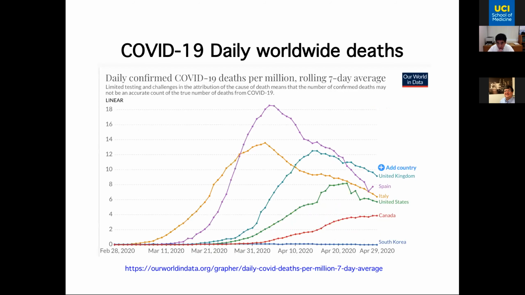Now, it's not completely horrible in this country because we are a big country. So although we have a lot of deaths, it's because we have a big population. So if you look at the daily number of deaths, but now adjusted per capita, you can see that the US still has a lot of deaths, but not out of proportion to its size.